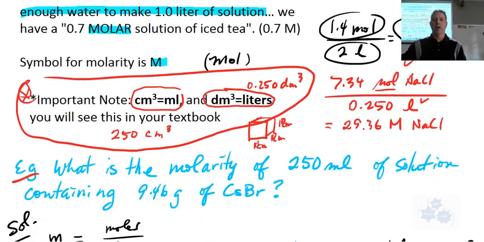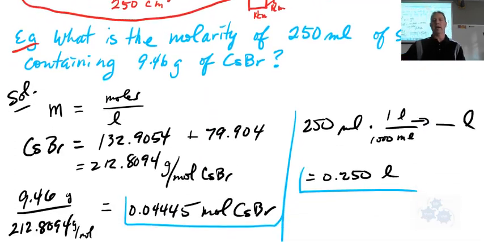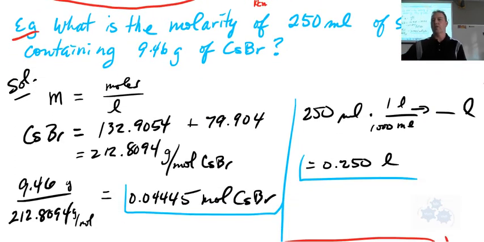All right. So moving on, let's take a look at this example, and I do have everything worked out here so that you can take a look at this at your own pace. But the question is this: what is the molarity of 250 mL of solution containing 9.46 grams of CsBr? Okay, so what you want to notice is that we have an amount of solution, 250 mL, which we're going to have to convert to what? Yep, liters, and we did that right here. 250 mL is actually 0.250 liters, like we just did in our other example.